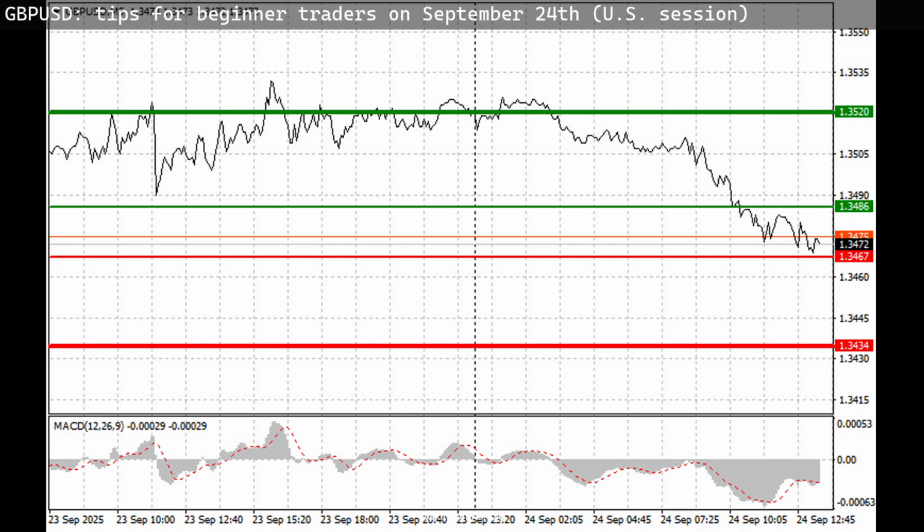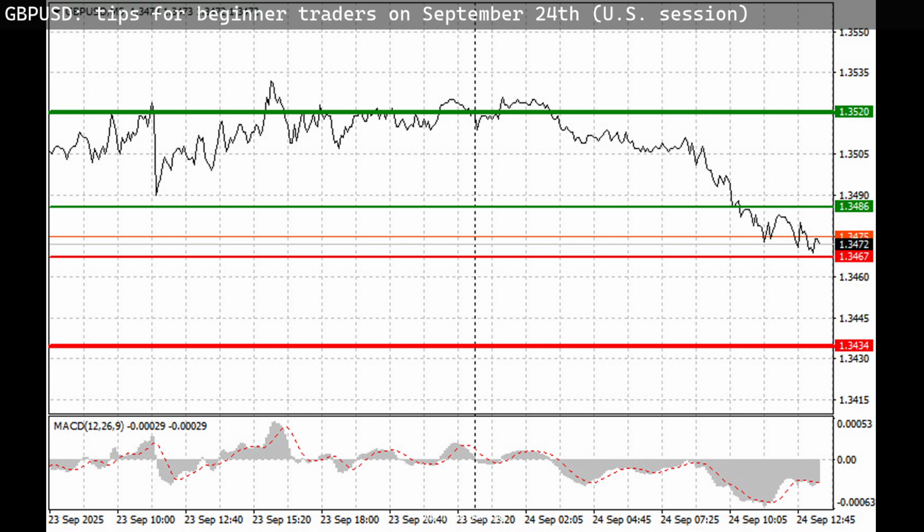Sell signal, scenario No. 1: I plan to sell the pound after it breaks below 1.3467, the red line on the chart, which should lead to a quick decline in the pair. The key target for sellers will be 1.3434, where I plan to exit shorts and immediately open longs in the opposite direction, expecting a 20-25 point reversal from the level.